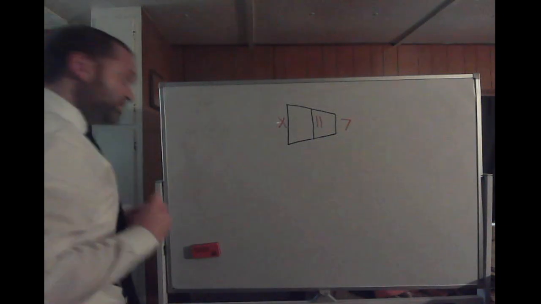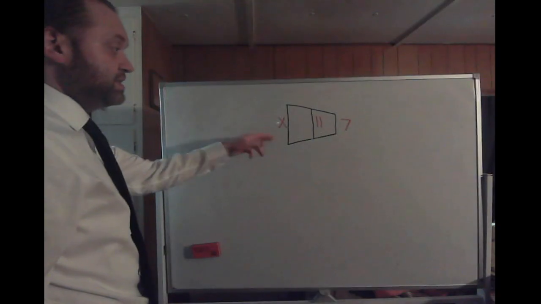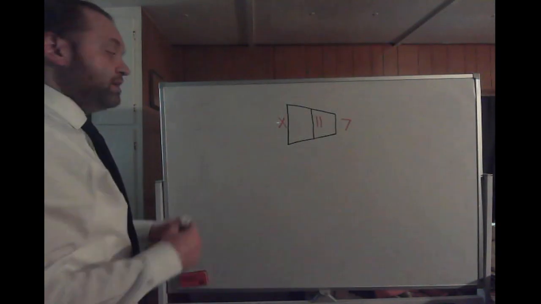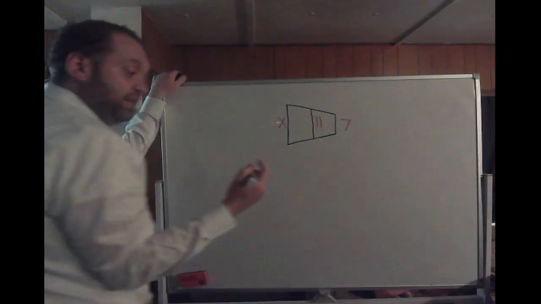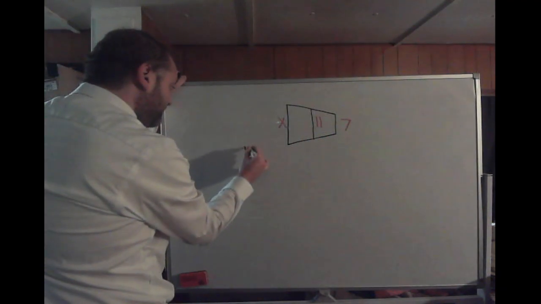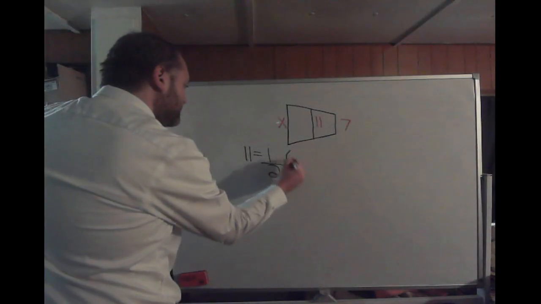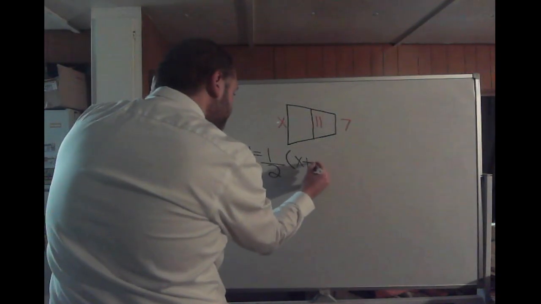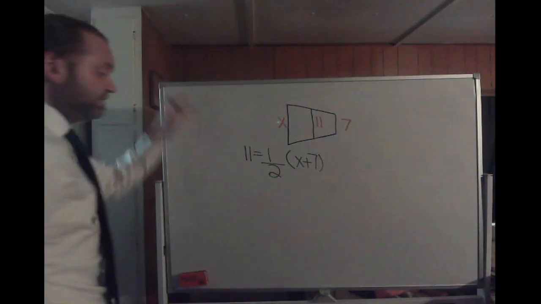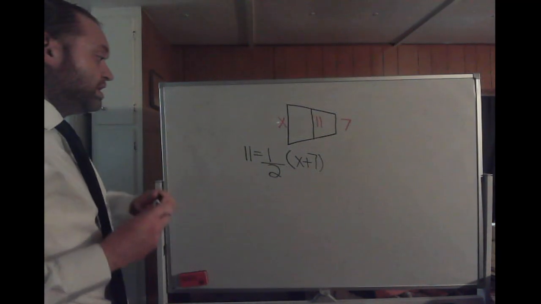Well, we still have to solve for x, but this time x is the length of one of the bases. That doesn't matter. What we're going to do then, the median has length 11, right? So we're going to take 11, we're going to set that equal to 1/2 times the sum of the bases, which would be x plus 7. So this time we have 11 equals half of the quantity of x plus 7.